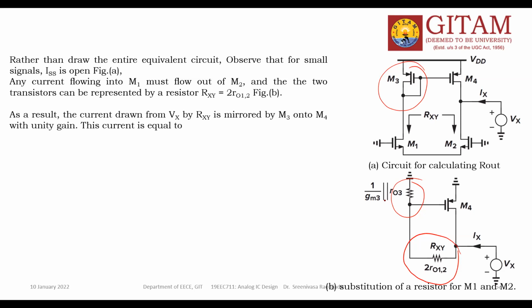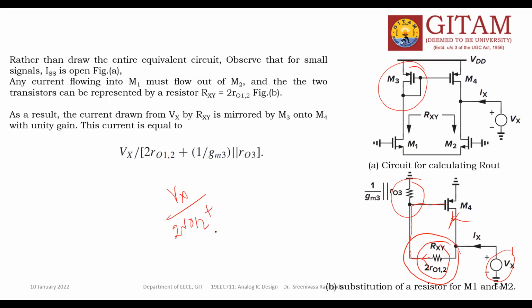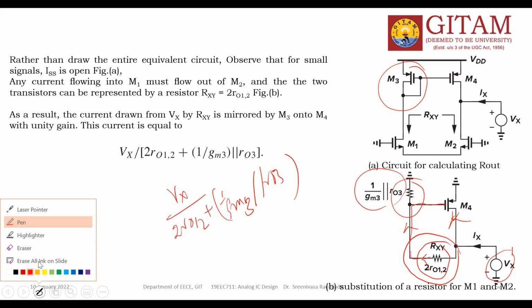What does it mean? How much current is drawn from Vx by the resistor? How much current is flowing into this side? Whatever current is flowing this side is mirrored by M3 onto M4. The same current is flowing here, with unity gain. The current is Vx divided by the resistance. What is the resistance? It's 2 times R012 plus 1 by GM3 in parallel with R03. So this is the current. This much current is flowing through this branch. Understand? Yes, sir.